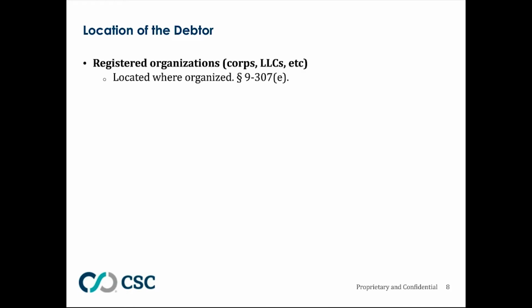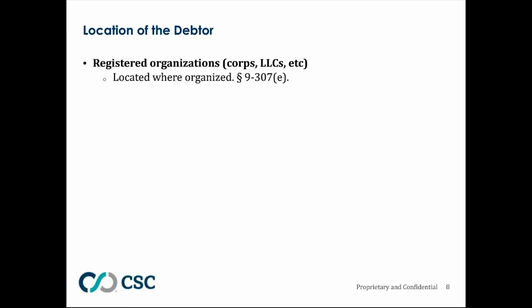It is therefore very important to be able to identify the location of the debtor under Section 9-307. The location of the debtor under 9-307 is determined by the type of debtor. The most common type of debtor in a commercial transaction is the registered organization. This includes corporations, LLCs, limited partnerships, and really any entity that comes into existence through the filing of or issuance of a public organic record. If the debtor is a registered organization, it is located in the jurisdiction where it was formed or organized.